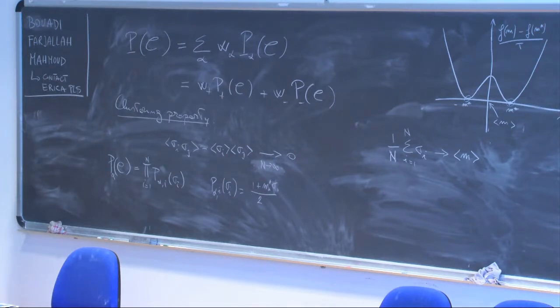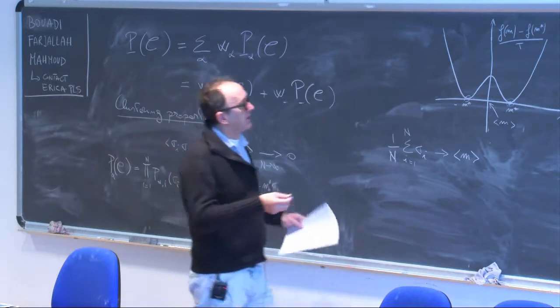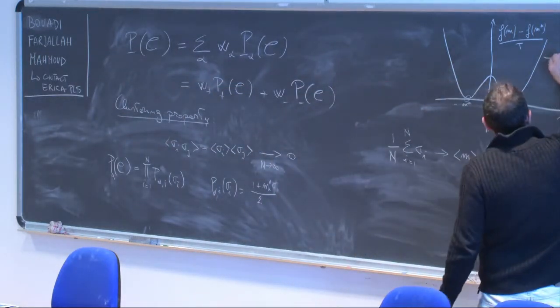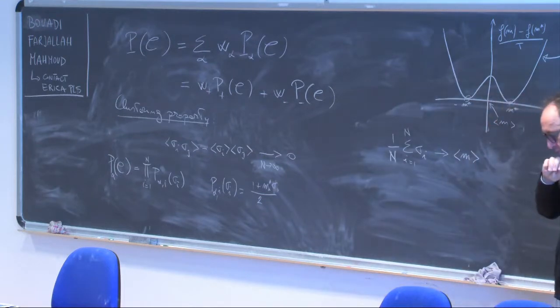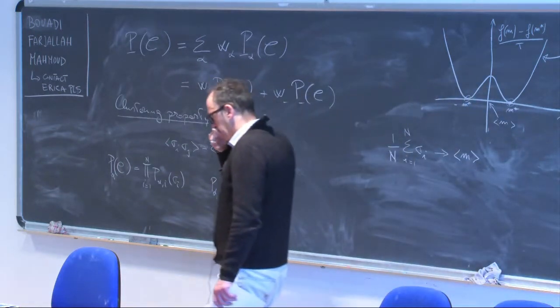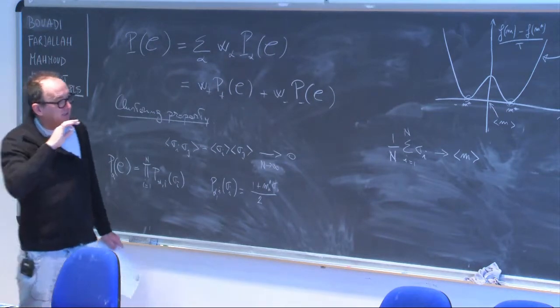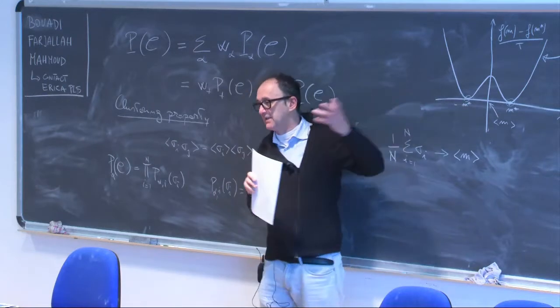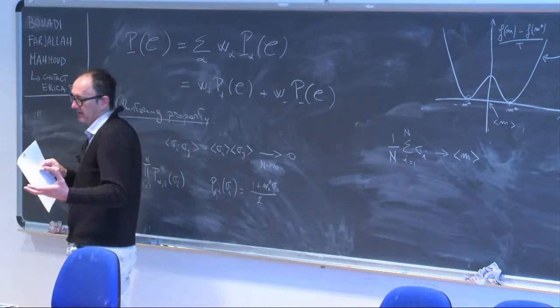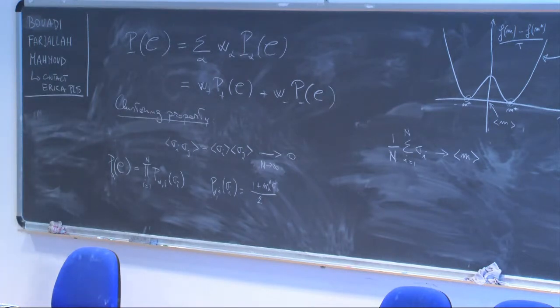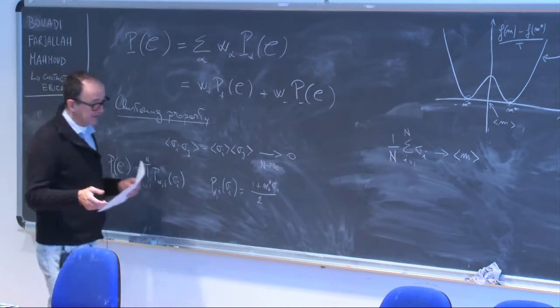So now the last thing I wanted to tell you is how do you compute this function? Essentially, in the mean field model, computing the probability of the magnetization is easy because the energy is directly a function of the magnetization, so it's a very easy task.